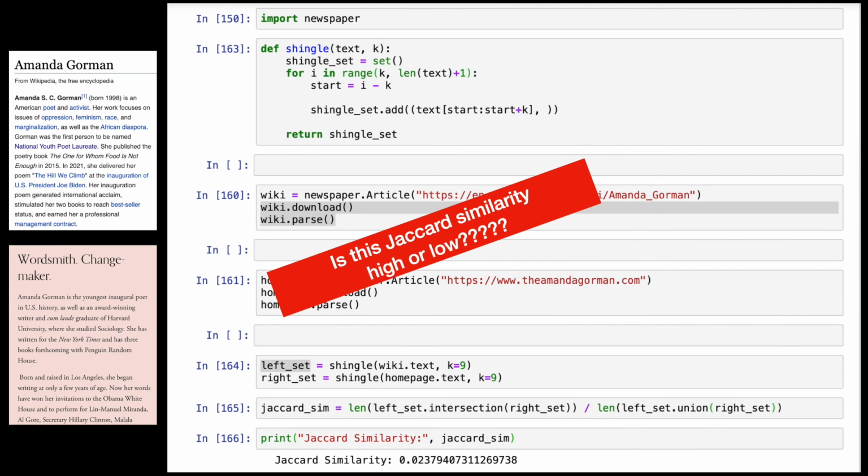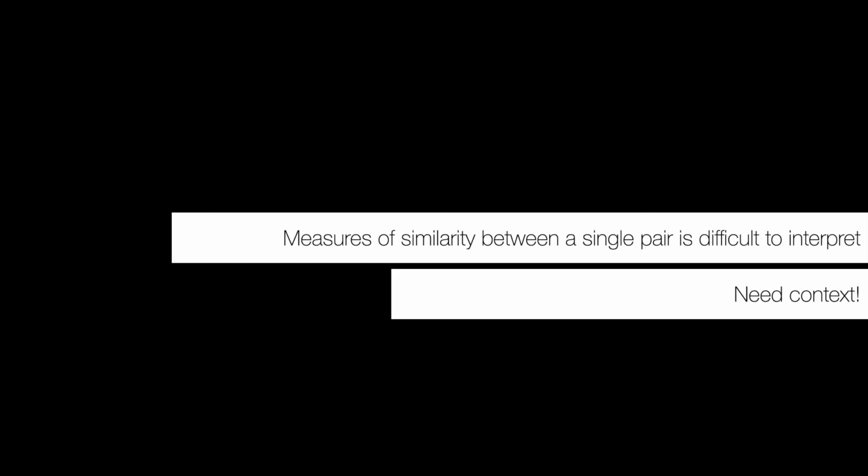But there's a question here about, well, what does this Jaccard similarity really mean? Is this a high value? Is this a low value? Note that Jaccard similarity is bounded between 0 and 1, so this seems like a relatively low value. But what does this mean in the larger scheme of things? This is actually a really important point, because taking similarity between a single pair of objects is not hugely informative, and is difficult to interpret without the additional context of similarity among other items. So really the straight value of a similarity metric is maybe less important than how that value compares to other values.